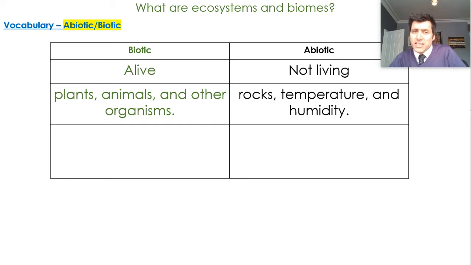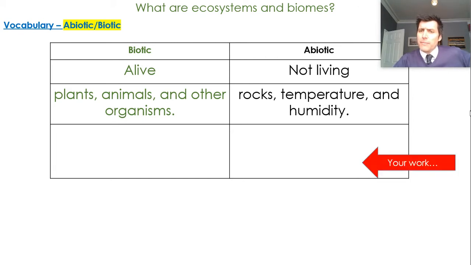What I'd like you to do is have a think within this. Can you think of something else that's biotic? As well as plants and animals, can you think of specific examples? Which plants, which animals, which other organisms have we looked at in science this week? For the abiotic ones, what else, as well as rocks and temperature, is not alive? What else could you say that's not alive but still affects the climate or the experience of living within these ecosystems and more broadly these biomes?